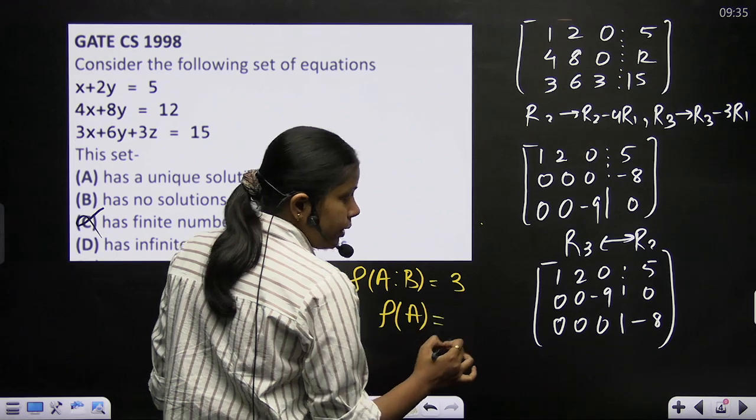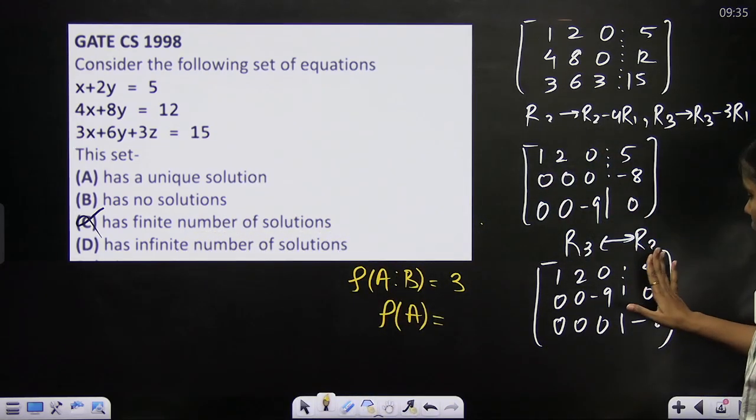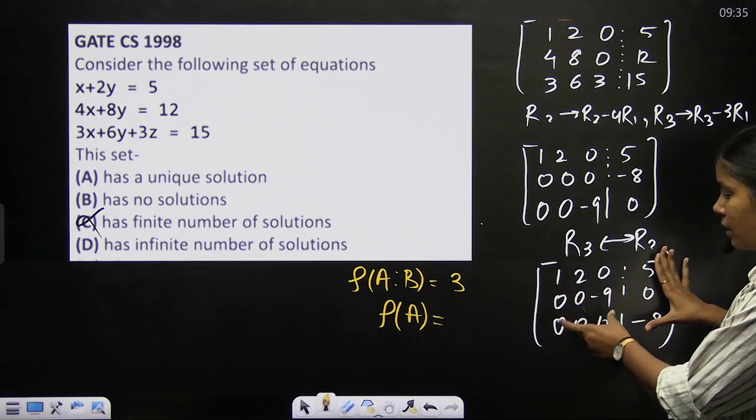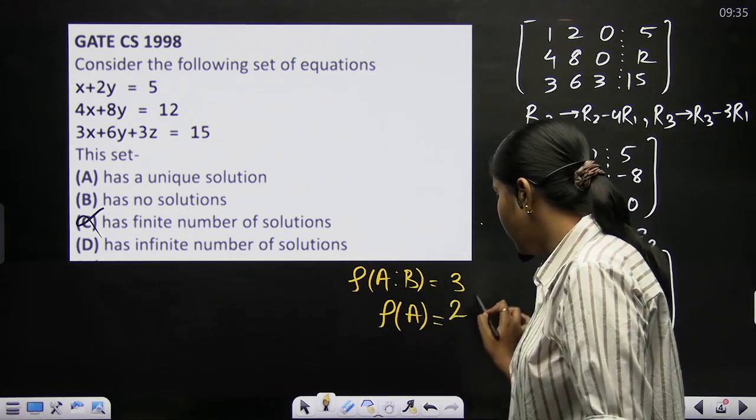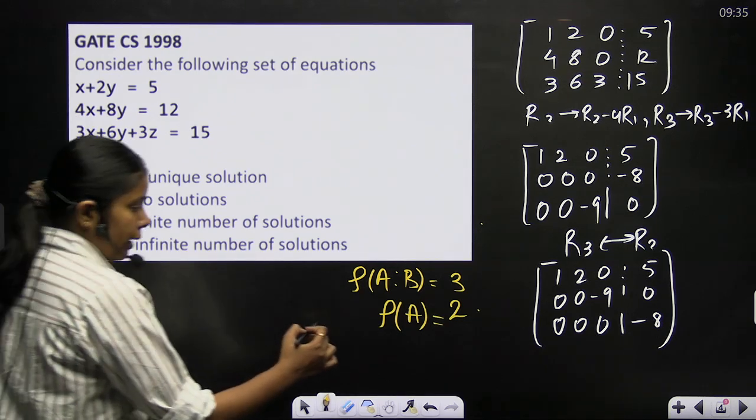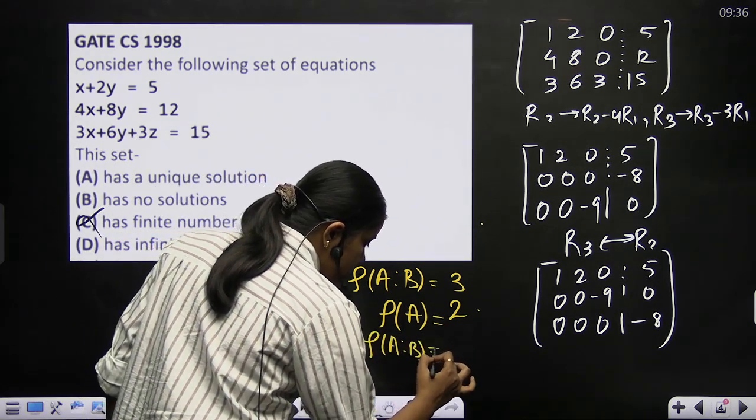Rank of A would be, now what would you do? You would just not see this column. This last column you would not look at and you would see only a 3 cross 3 matrix. So you can see how many non-zero rows I have? I have 2 non-zero rows. So rank of A augmented B is 3, rank of A is 2 and they are not equal. I can say that rank of A augmented B is not equal to rank of A.